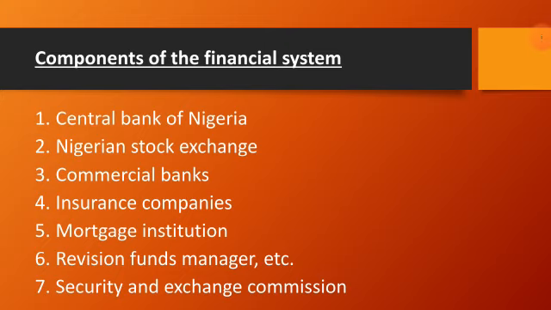Now you have the insurance companies. They also perform very useful functions in the financial system. They take care of the risk which would have made it impossible for organizations to do business. Then you have mortgage institutions.